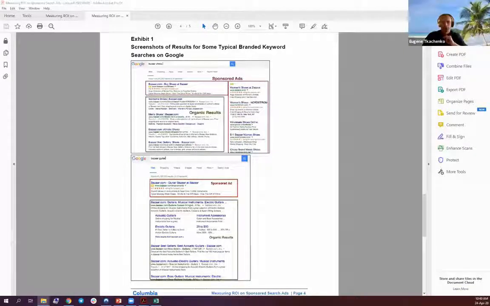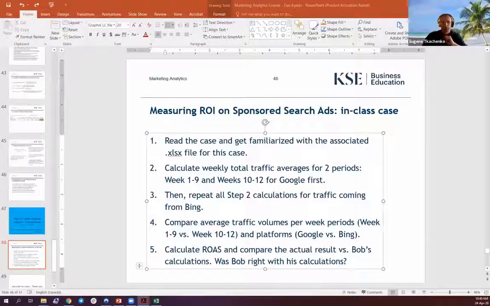My question for you here: remember our lecture on attribution modeling? So post click, last click, first impression, last impression. Basically, what kind of attribution do you think was used for this particular case? First click or last click. Yeah, exactly. Any other ideas?